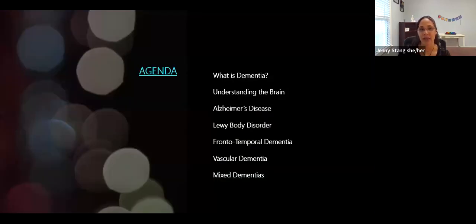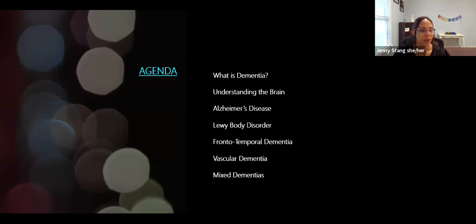So the agenda today is we're going to define dementia. We're going to go on a quick tour of the brain, to try to understand how different parts of the brain are affected by the different diseases that cause dementia. We're going to talk briefly about Alzheimer's disease. Then we're going to talk about Lewy body disorder, frontotemporal dementia, vascular dementia, and mixed dementias. Besides Alzheimer's disease, Lewy body disorder, frontotemporal dementia, and vascular dementia are the most common causes of dementia. And so we're going to go over those.